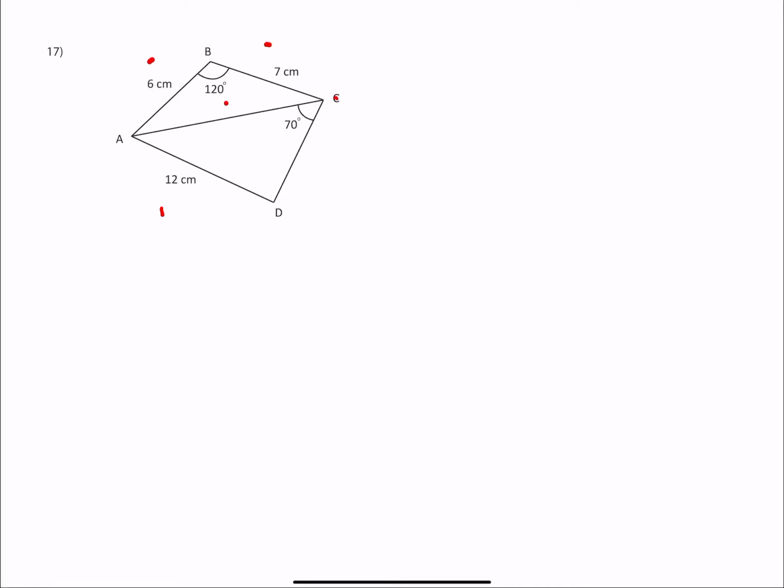So same thing again, I'm going to work out the area of ABC by doing half ab sine C, so half times 6 times 7 times sine 120. And remember, a and b are lowercase because of the sides, C is capital because it's an angle, and it's two sides and the angle between. So half times 6 times 7 times sine 120. Again, just going to quickly do this on my calculator.